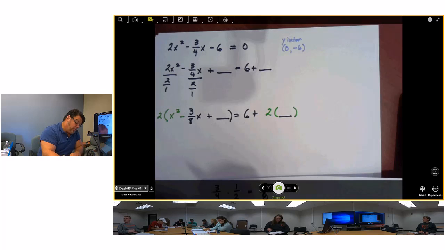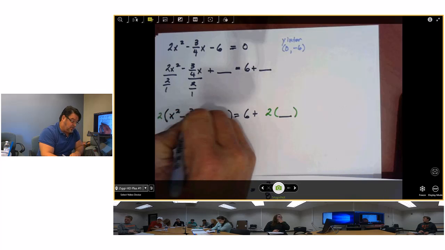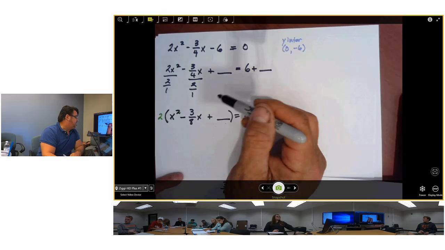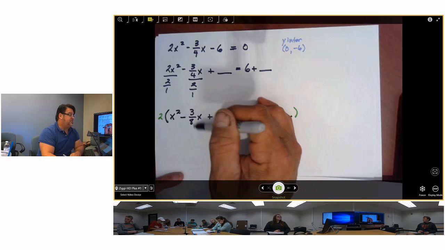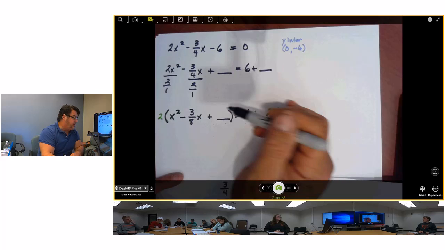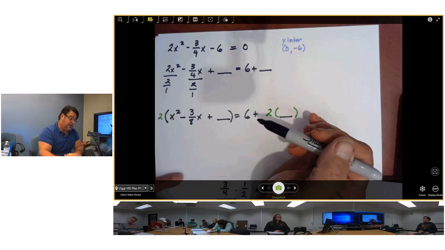Now, the reason I did this, like I told you before, the problem that students have here is they just think they've completed the square. No, you haven't completed the square. You've got the problem to where you can complete the square. You still have to complete the square.